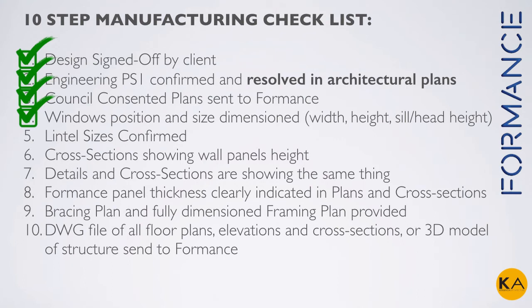We need window position and size dimension, so width, height, and also the sill and head height, and location in the actual room. We have to have all lintel sizes confirmed and reviewed that they actually fit within the available space above the window. Cross sections have to be showing all the wall panel heights, but also the details and cross sections have to be showing the same thing, so there's no discrepancy between the two. Formance panel thicknesses required have to be clearly indicated in the plans and cross sections.